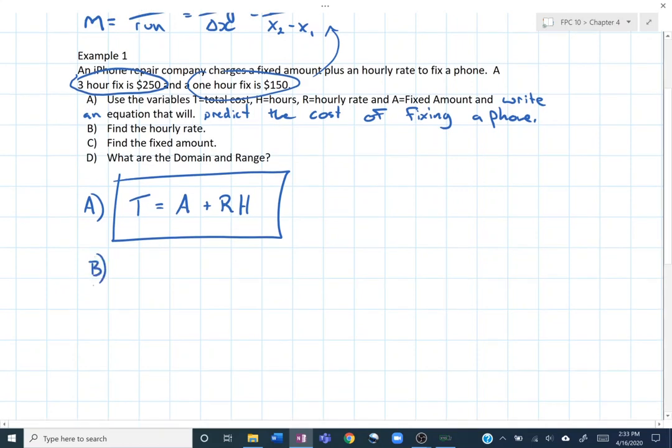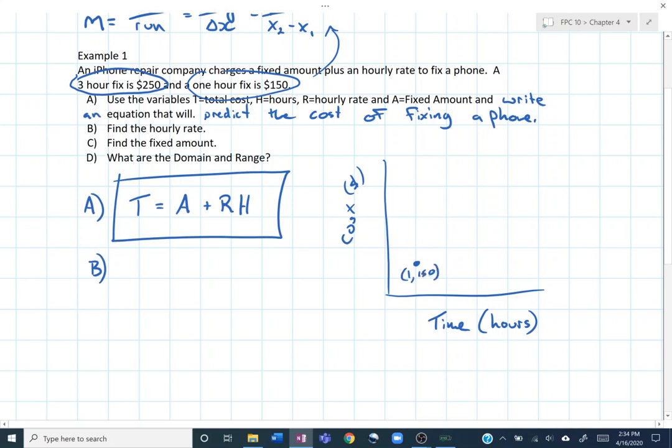B is find that hourly rate that we just talked about. This is where I think it's useful to just sketch a little diagram. If we're ever graphing anything that has to do with time, time is going to be along the bottom, and in this case it's in hours. The only other thing we're talking about is cost up the side, and that'll be in dollars. So I've got a 1-hour fix, and my x coordinate is 1, my y coordinate is 150. I've got a point there.